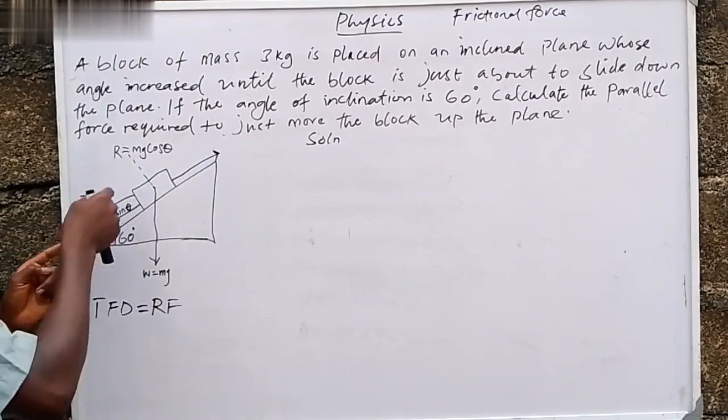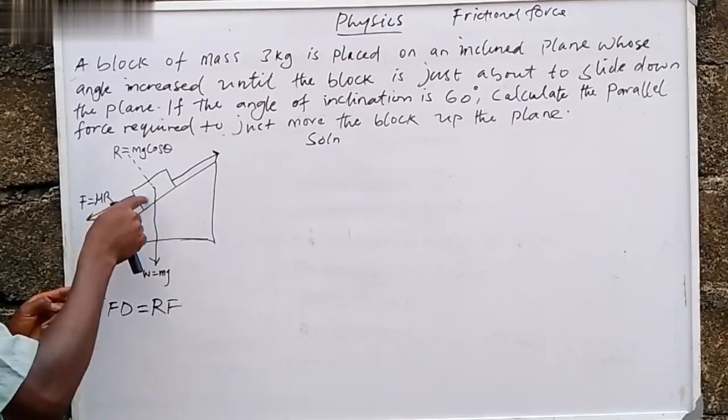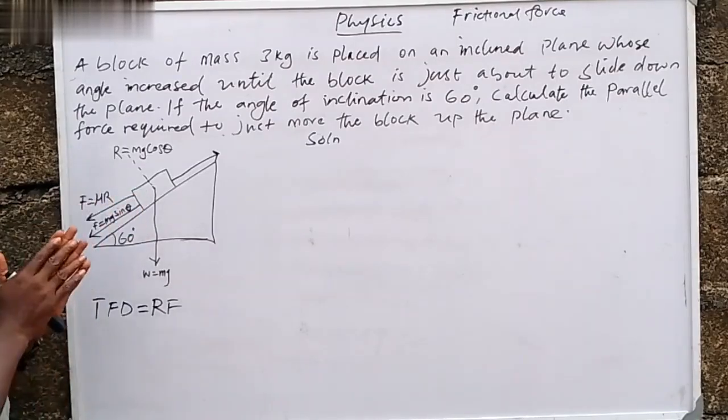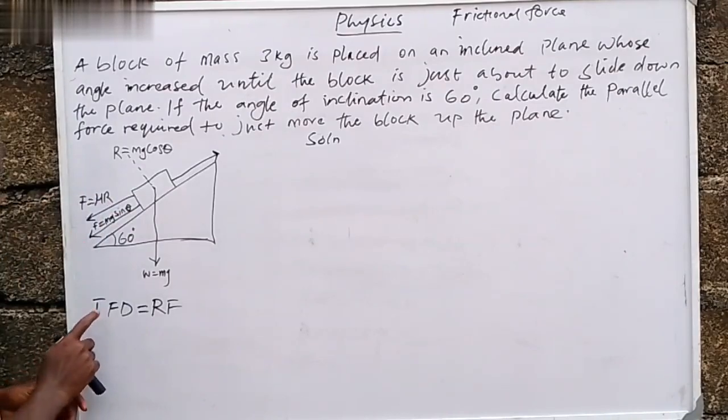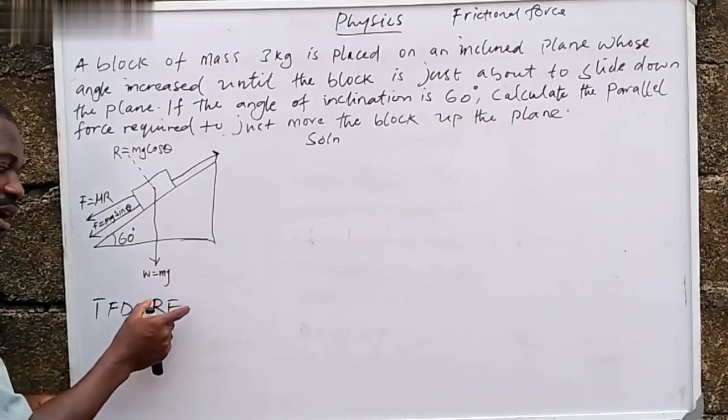Since we want this object to move upward, our frictional force should be acting downward. So if you add the value of frictional force to the value of the force that tends to make this body slide down, we'll be getting our total force acting downward, and that value will also represent our required force, right?